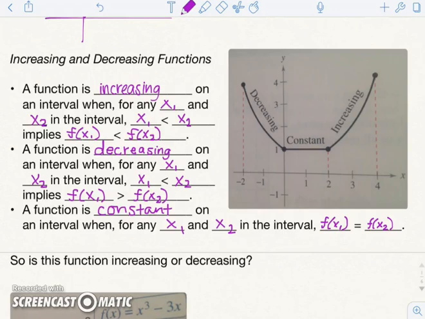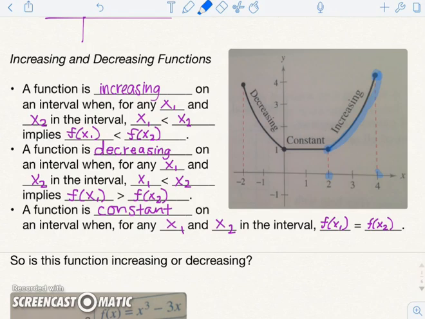So a function is increasing on an interval for x1 and x2 in the interval where x1 is less than x2, meaning I picked a number on the left for the first one, a number on the right. It's getting bigger as I go across from left to right. And that implies that f of x1, meaning the y value associated with x1, is less than the y value associated with x2. All that it's saying is as I go from left to right, the function is going up. The y value is going up. This y value is smaller than this y value, and that x1 value is less than this x2 value.